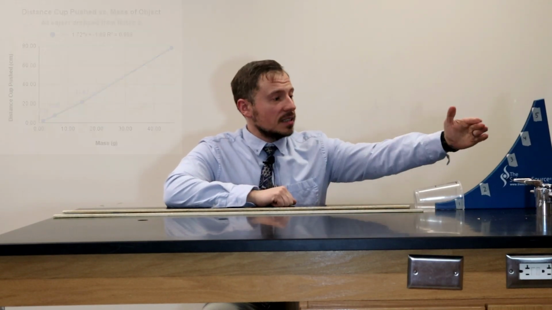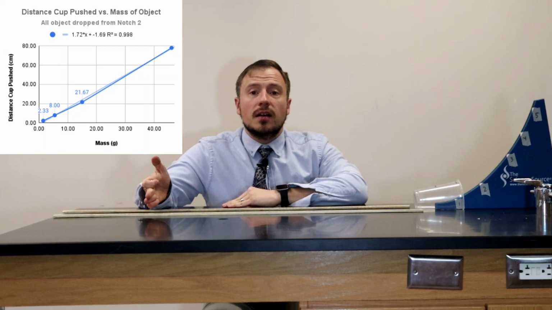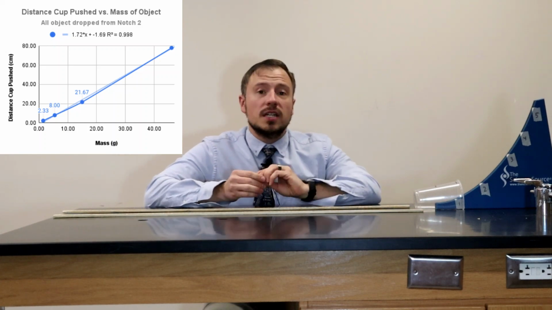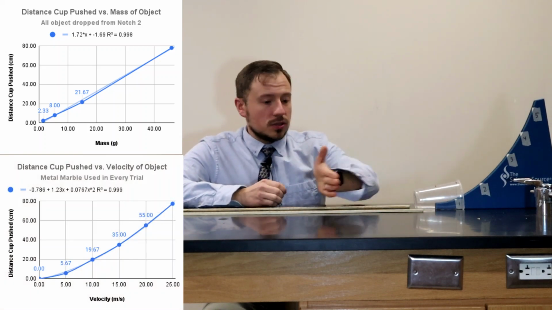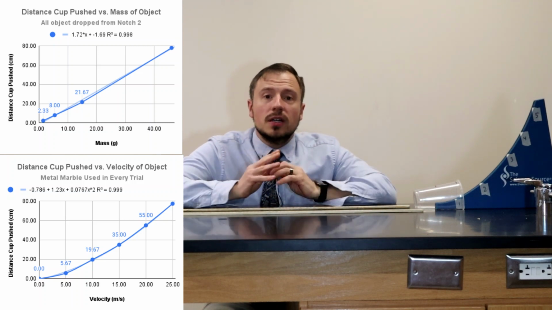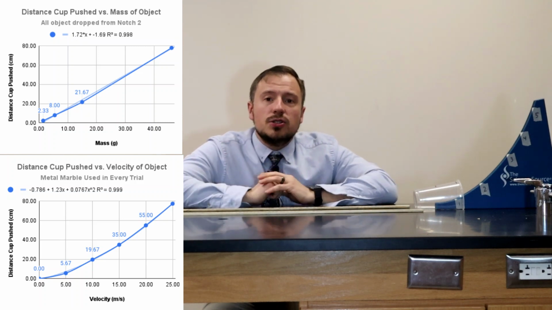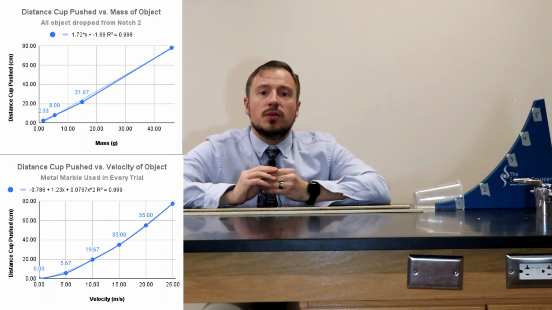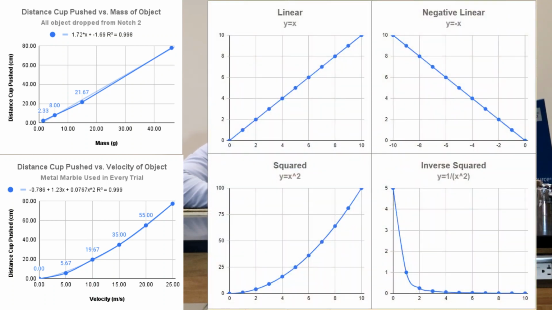Now that we have both those graphs, the first one where we changed the mass of the objects and measured how far that cup was pushed, and one where we changed the velocity and saw how far that cup was pushed, we can look at these 2 graphs. Let's compare these 2 graphs to different types of graphs. We can look at one that's linear, one that's negative linear, one that's squared, one that's inverse squared, and let's take a look at both of these graphs and compare them to these graphs and see what each of them look like.